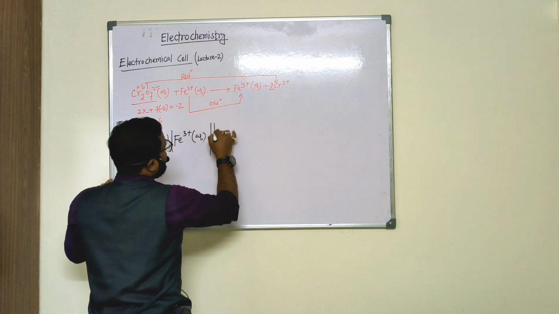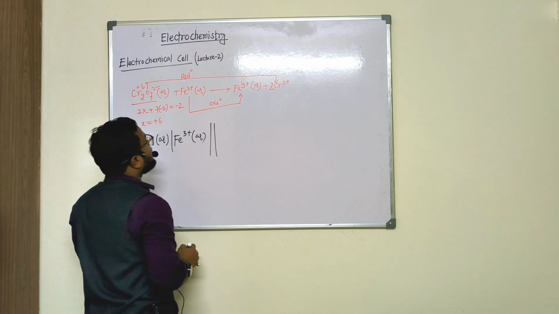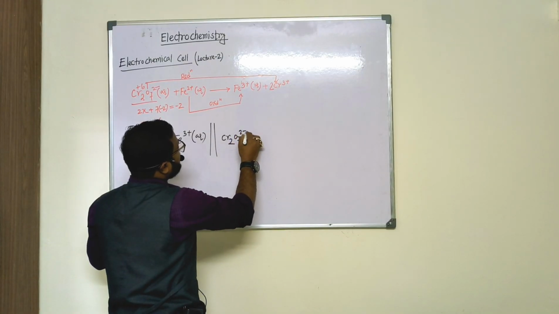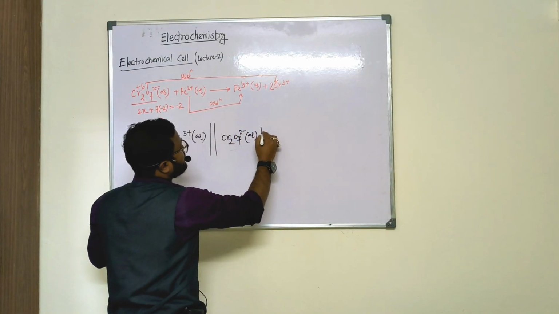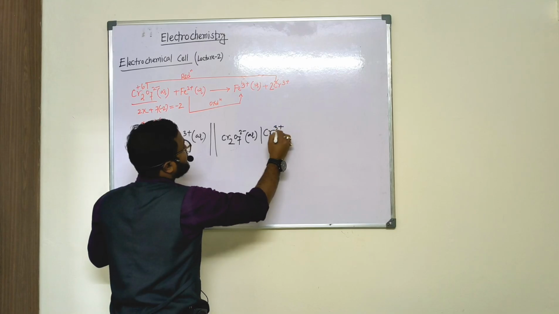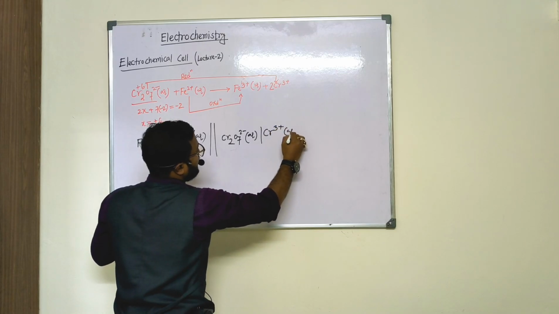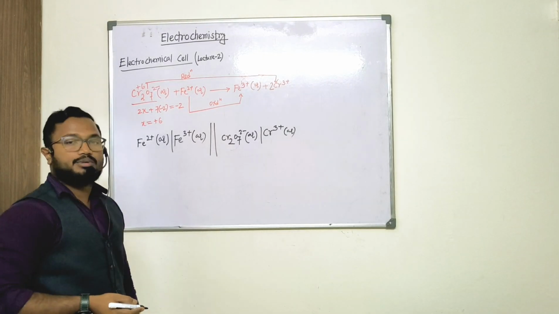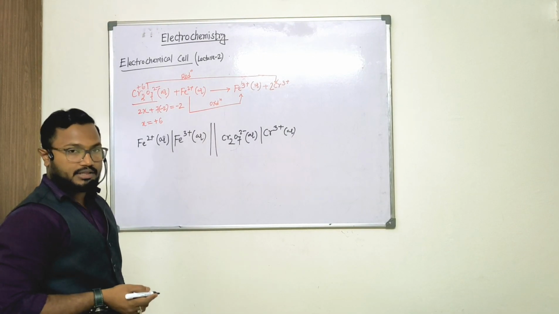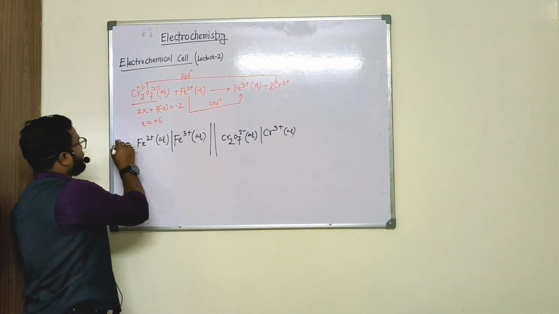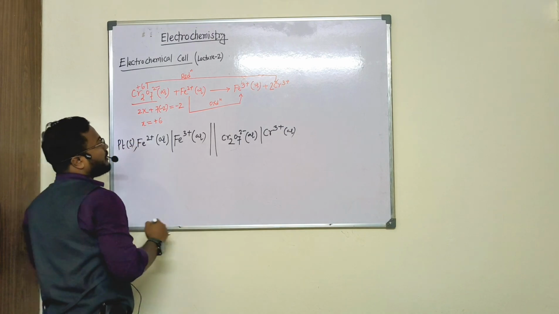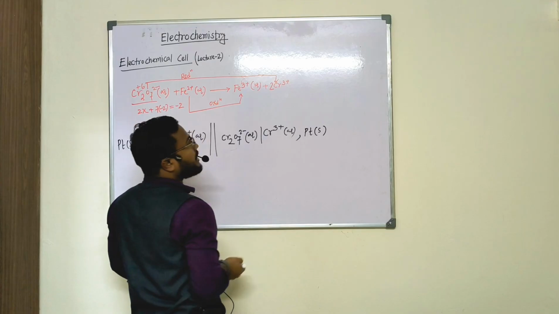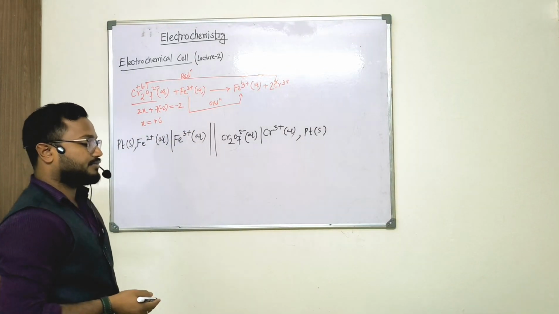They are separated by a salt bridge, and in this case the compound we are taking is Cr2O7 2- aqueous transferring to Cr3+ in aqueous state. But the confusion is, here both are in aqueous state. The cell cannot be represented like that. So on both sides I am going to take platinum solid. Here also I am going to take platinum solid.